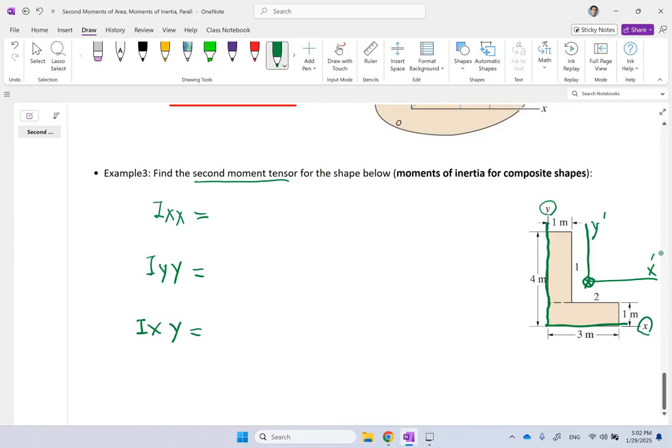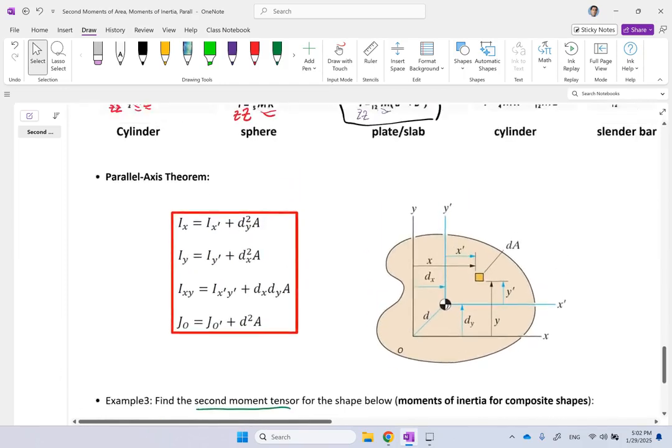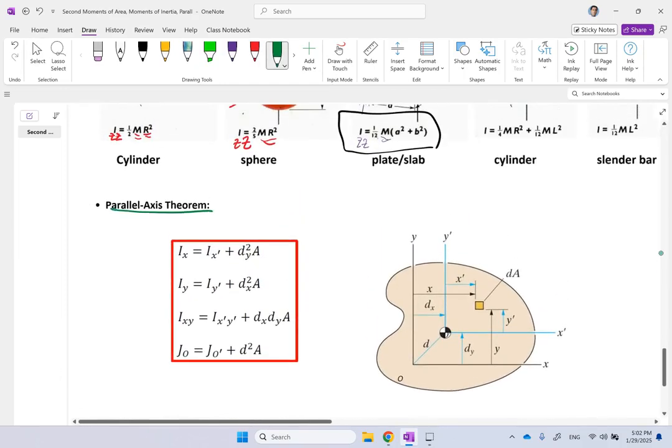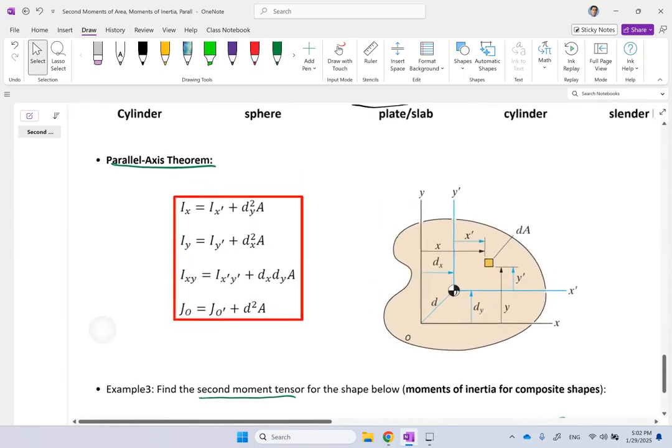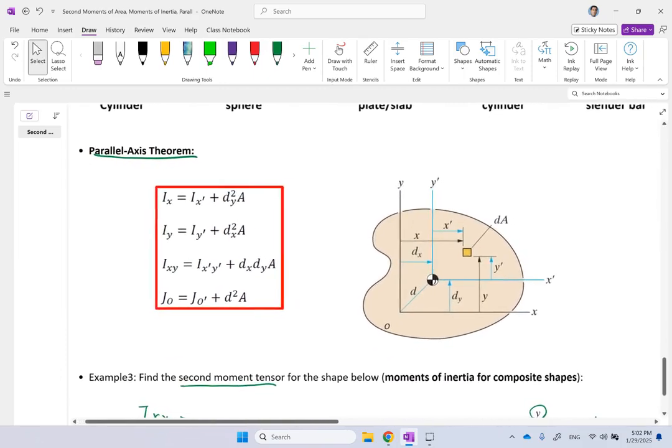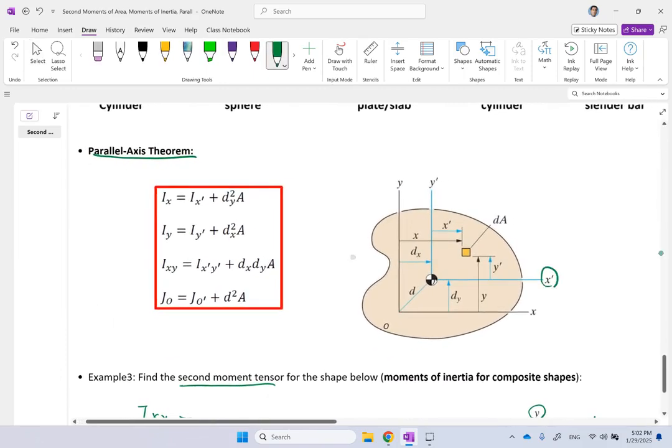Can I find them? For parallel axes, the answer is yes, and it is called the parallel axis theorem. And it's not really hard to show, but it says that if X prime and Y prime are the axes passing through the centroid, and I know the value of the second moment for these X prime, Y prime axes, so I have these values here.